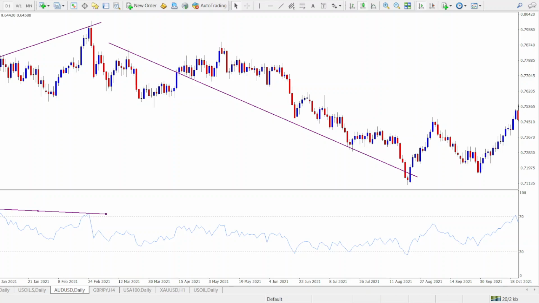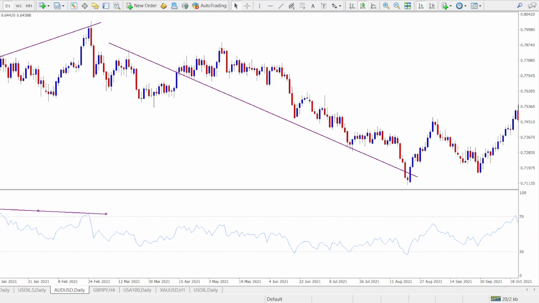Then for swing traders, on the other hand, the 1 hour time frame or maybe 4 hours or the daily charts can be more reliable for you, for better signals. Remember, the larger the time frame, the stronger the signal.